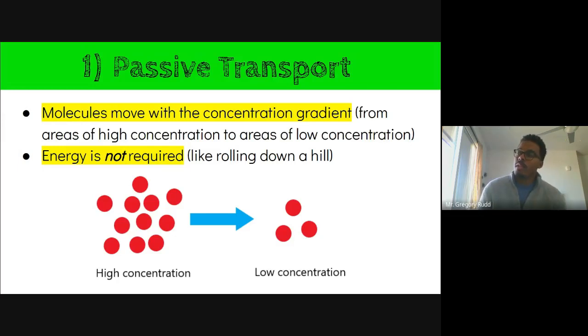Again, I encourage you all to write down at least, at the very minimum, the things that are highlighted in yellow. And you should also write down the title of this slide, passive transport.